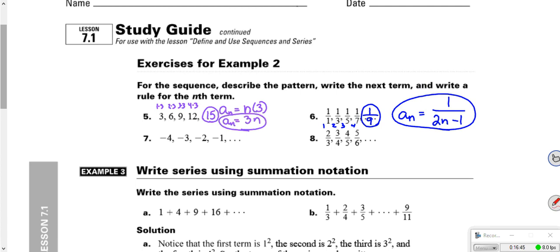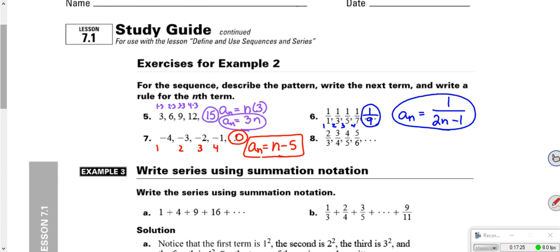Let's look at number 7. Okay, we're essentially adding 1 each time. So that means that our next term is going to be a 0, correct? But what's the rule? I have to write the rule. So how do I get from a 1 to a negative 4? How do I get from a 2 to a negative 3? How do I get from a 3 to a negative 2? From a 4 to a negative 1? Well, the only thing I can see here is we're subtracting 5, right? So that's going to be our rule. The nth term is going to be n minus 5.